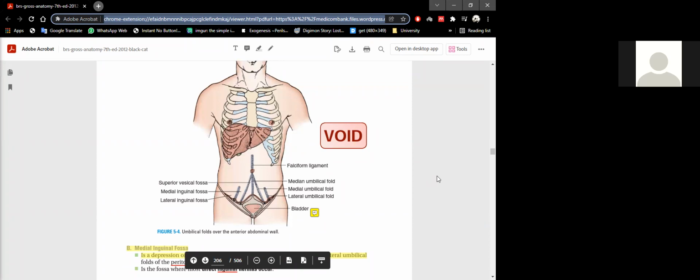Now, what do you know about the falciform ligament? Can anybody tell me what they know about it real quick? It separates the liver, right? It's a remnant of the umbilical vein. It isn't a remnant of the umbilical vein. It is, but it's not a remnant. It houses the remnant. It contains inside of it the ligamentum teres hepatis. And the ligamentum teres hepatis is the remnant of the umbilical vein. Okay?